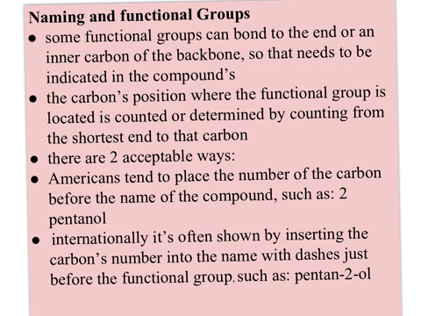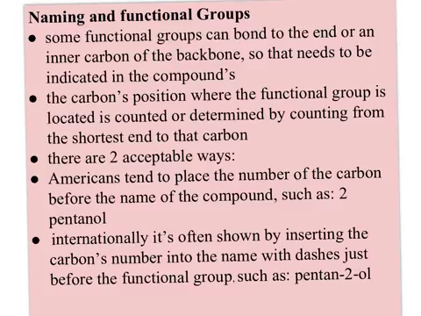Some functional groups, what you have to note is that some functional groups can only be bonded to the end, and others have to be bonded to an inner carbon, and some can be bonded to either. So we have to somehow indicate where the functional group is on that carbon backbone. So the carbon's position is designated by counting from the shortest end to that carbon.